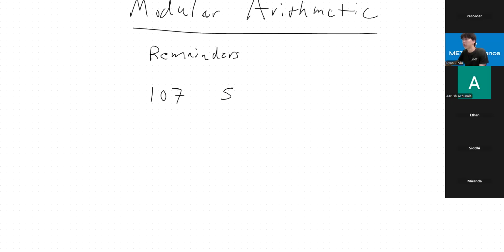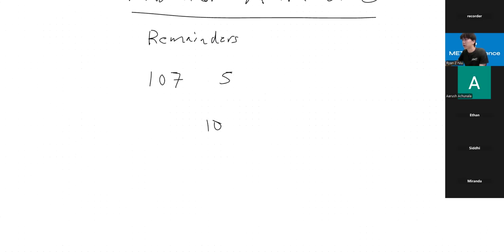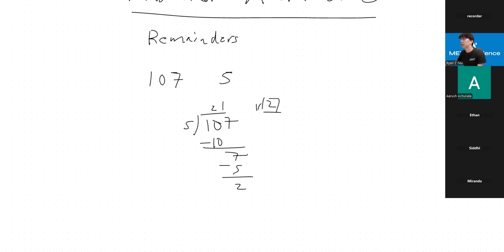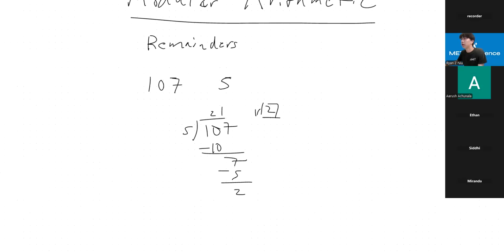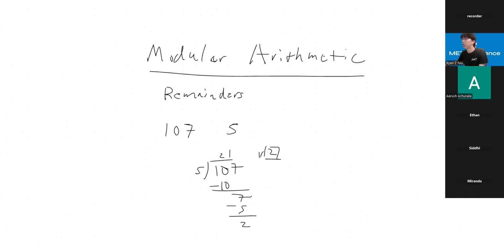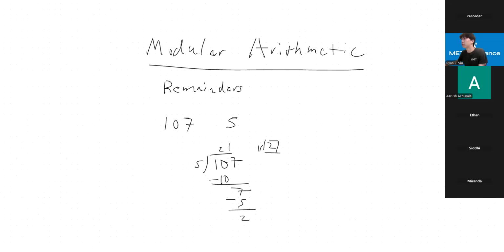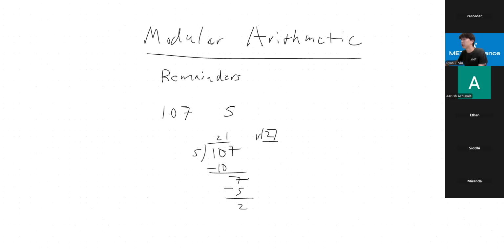So we can divide, right? 107 divided by 5, goes into 7 once, subtract 5, and it's 2. So our remainder is 2. This is the basis for modular arithmetic. Essentially, we make notation or symbols to express this without having to say 107 divided by 5 has a remainder of 2.